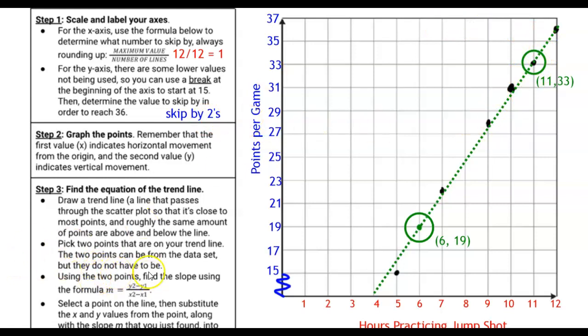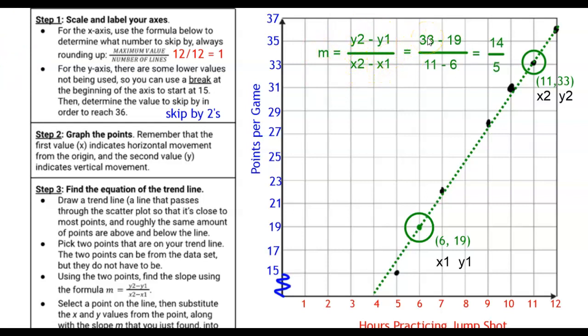All right, using the 2 points, we're going to find the slope using the formula y2 minus y1 over x2 minus x1. Let's label these points. Just writing down that this is my first x value, my first y value. This is my second x value, my second y value. I'm going to find the slope using this formula, and that's going to be shown here. You can see my slope formula here, y2 minus y1 over x2 minus x1.